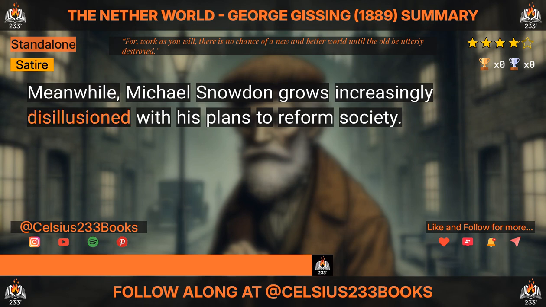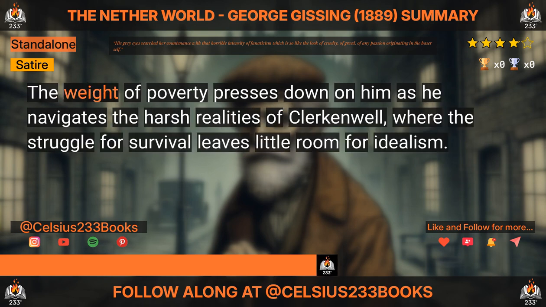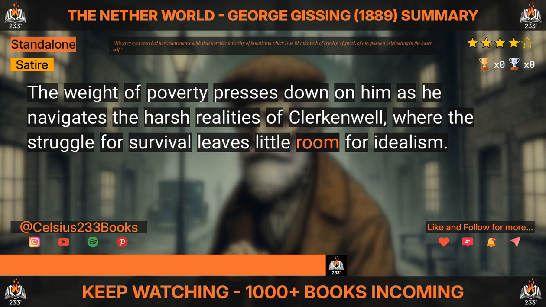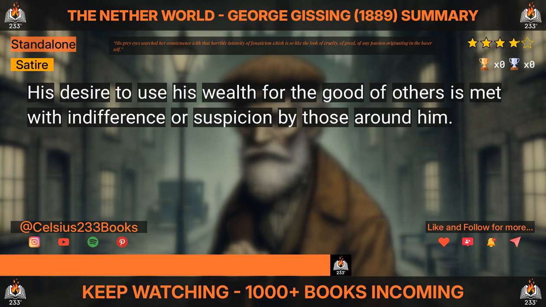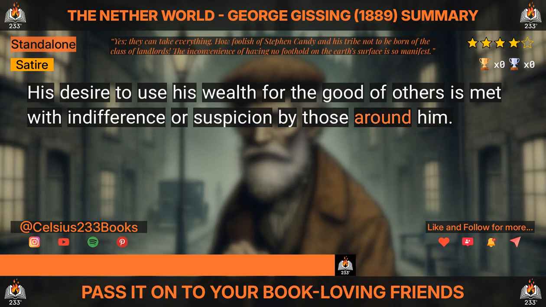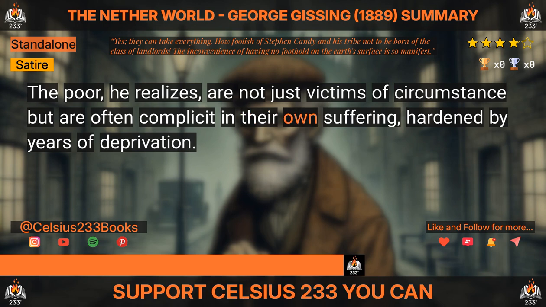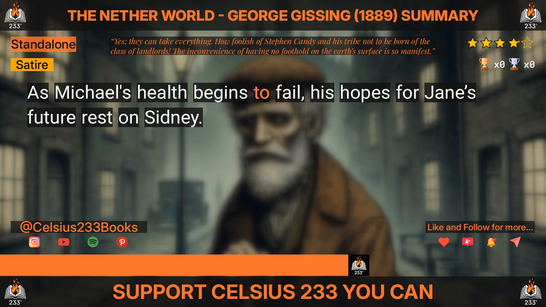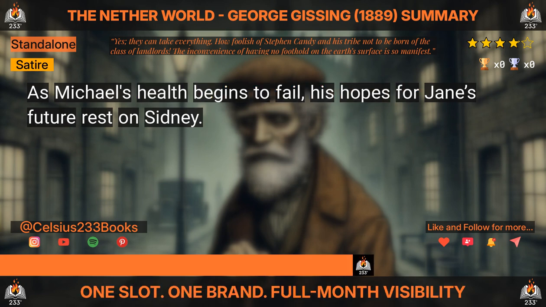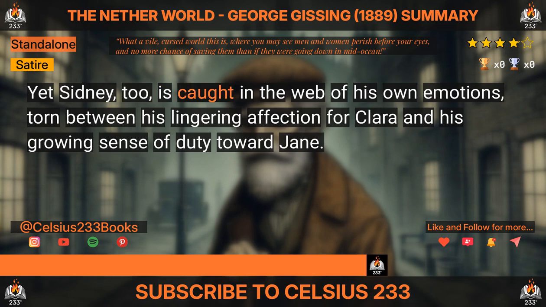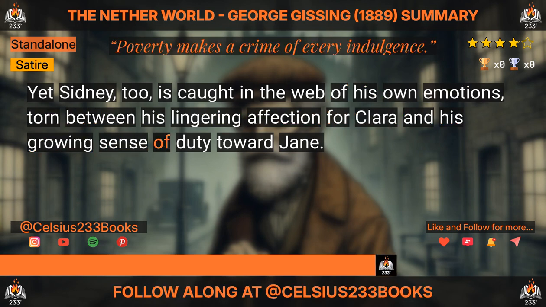Meanwhile, Michael Snowdon grows increasingly disillusioned with his plans to reform society. The weight of poverty presses down on him as he navigates the harsh realities of Clerkenwell, where the struggle for survival leaves little room for idealism. His desire to use his wealth for the good of others is met with indifference or suspicion by those around him. The poor, he realizes, are not just victims of circumstance, but are often complicit in their own suffering, hardened by years of deprivation. As Michael's health begins to fail, his hopes for Jane's future rest on Sidney. He sees in the young man a kindred spirit, someone who understands the moral weight of responsibility and the importance of compassion. Yet Sidney, too, is caught in the web of his own emotions, torn between his lingering affection for Clara and his growing sense of duty toward Jane.